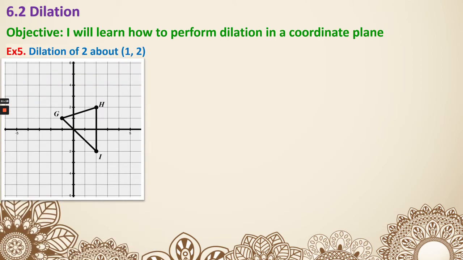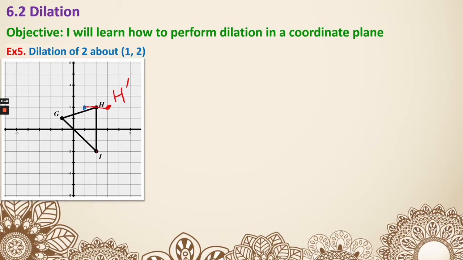Next, example 5. Same idea, dilation of 2 about 1, 2. So 1, 2. This is the point. And we're going to dilate it. So let's have a look. First, this H. That is going to be a 1 to the right. Right now, I need to dilate it by 2, so I need to go 2 to the right, which is right here. And since they're labeled, we use prime to represent the new points. This little apostrophe or single quotation mark is called prime in math.